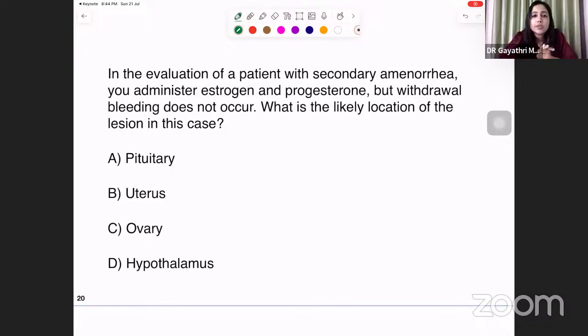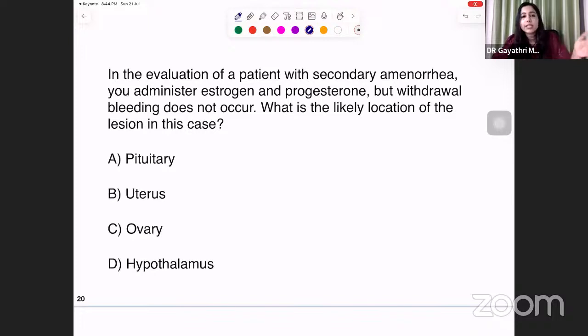Okay. So this is basically a question about secondary amenorrhea. The next 10 questions will be on gynecology. The initial 10 were on obstetrics, so next will be on gynecology. In secondary amenorrhea evaluation, the first thing that you have to check for all patients is urine pregnancy test. Why? The most common cause of secondary amenorrhea is pregnancy.